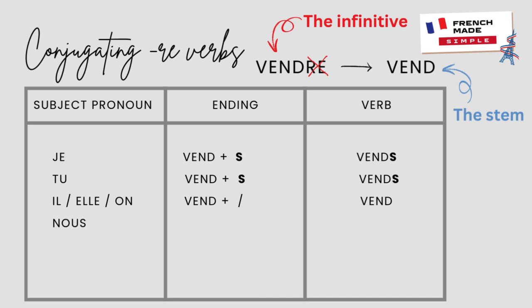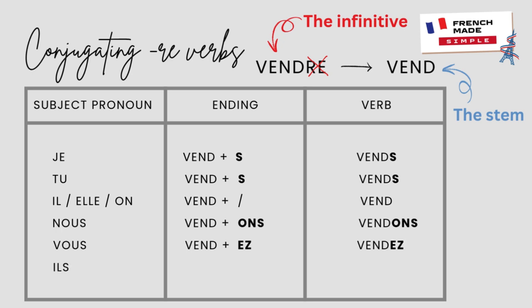For nous, I'll add ONS to vend, giving me nous vendons. For vous, add EZ to vend and get vous vendez, or you sell. Finally, add ENT for ils, elles, and get ils vendent, elles vendent.